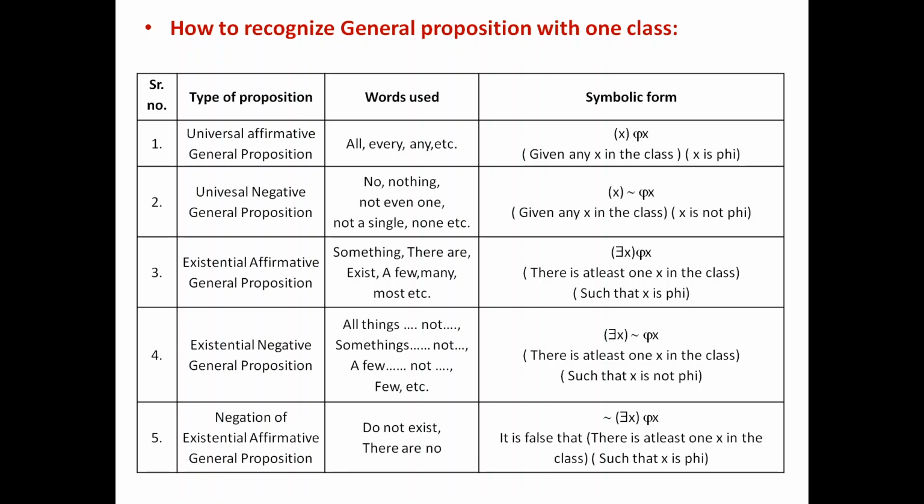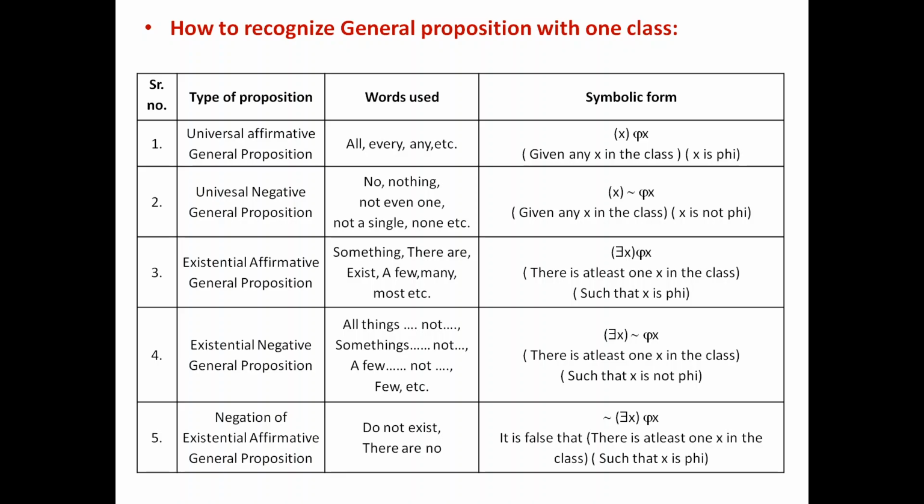And fifth, suppose the words do not exist or there are no are used, then it is the negation of an existential affirmative general proposition, where the symbolic form will be curl existential quantifier phi x. It means it is not the case that, or it is false that, there is at least one x in the class such that x is phi.